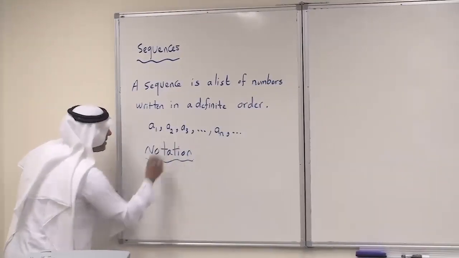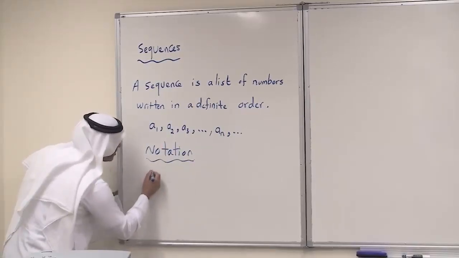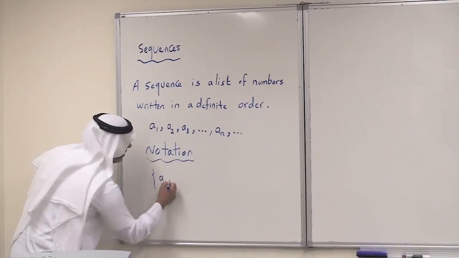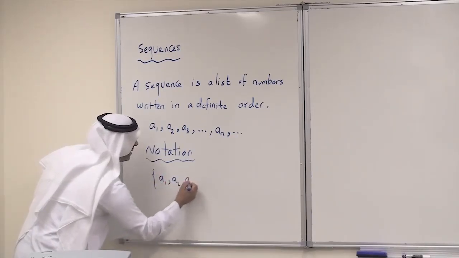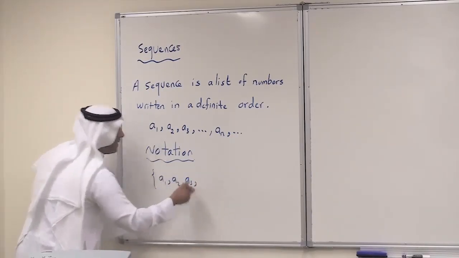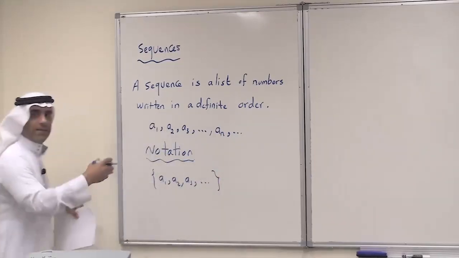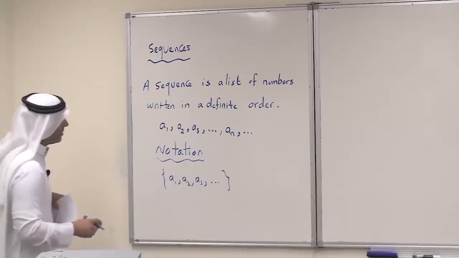Usually we denote this in a set notation, so sometimes we use something like this. We say this is A1, A2, A3, so we list some of the elements at the beginning, and then we say this will go up to infinity. Okay, this is an infinite sequence.